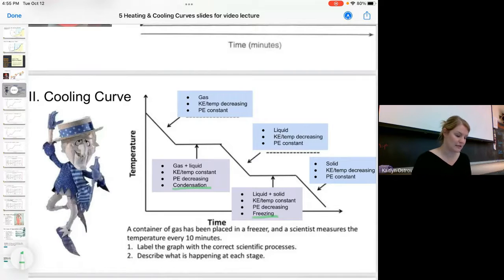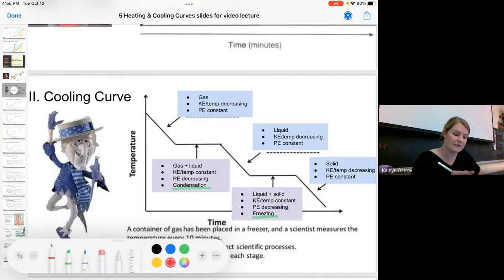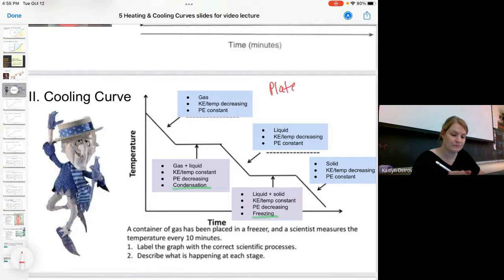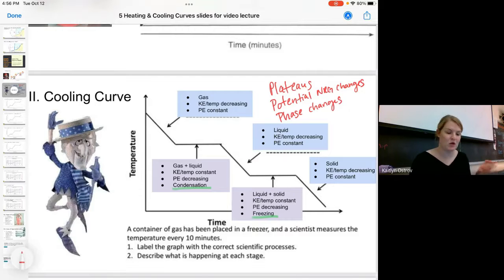A little trick to help you remember, at the plateaus, so those like flat parts in the graph, the potential energy changes, but also the phase changes. And what I mean by that is like melting, freezing, boiling. So if you can remember, the three P's go together. Plateaus, where you have potential energy changing, and where you have the phase changing, then that can kind of help you keep this stuff straight.